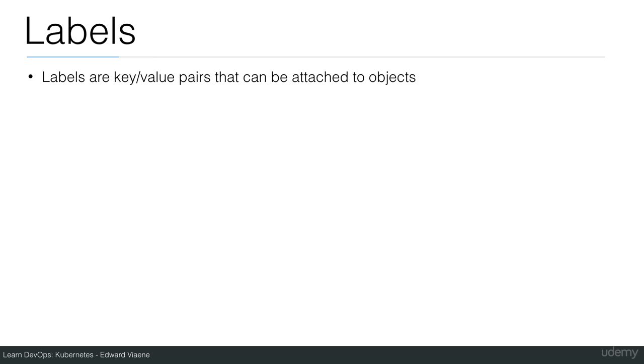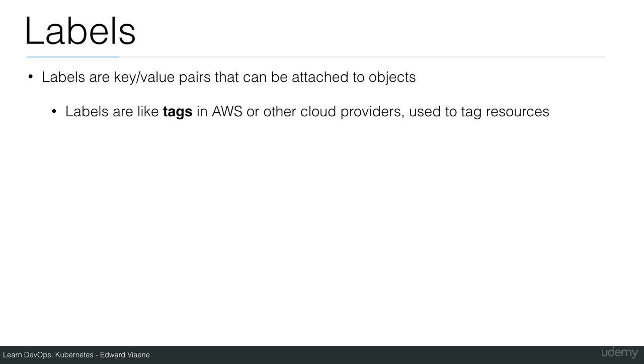In this lecture, I'll be talking about labels. You've already used labels, but in this lecture, I want to show you some more possibilities. Labels are key value pairs that can be attached to objects. Labels are like tags in AWS or other cloud providers, used to tag resources. If you've been using cloud, then tags will be very familiar to you. Labels are kind of the same thing.